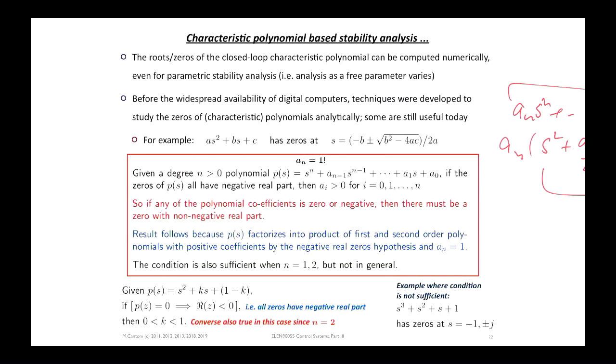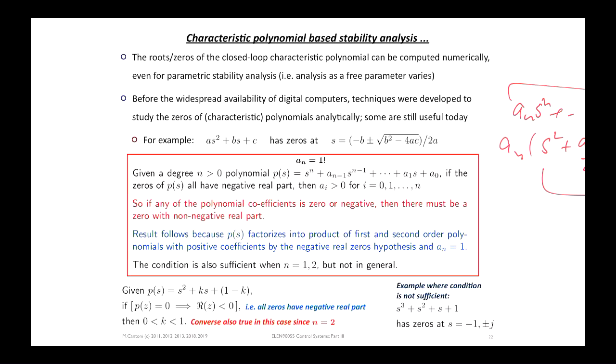Okay, we noted that in principle you can numerically determine the zeros of a given polynomial. But you need a computer to do that. You could even do some parametric stability analysis by looking at the zeros of a polynomial that's parameterized in terms of something, by numerically evaluating the location of the zeros in the complex plane for a grid of that parameter.